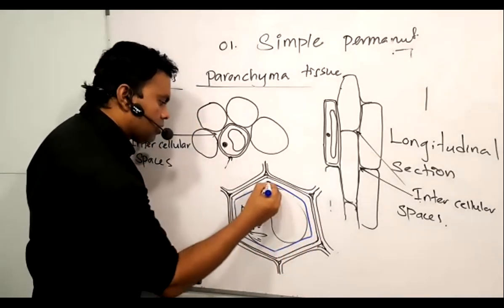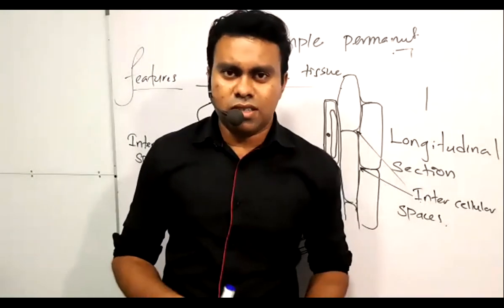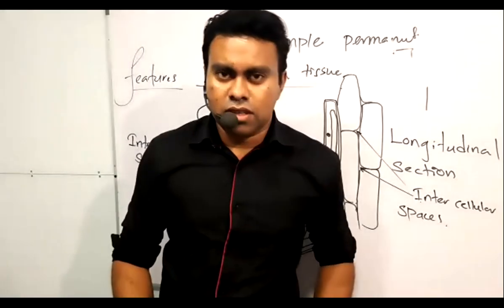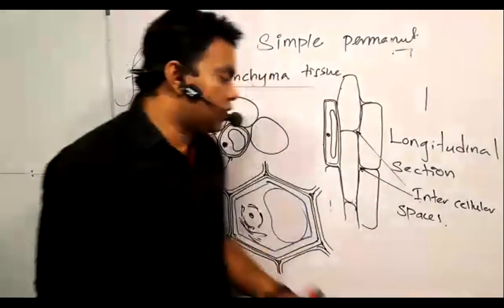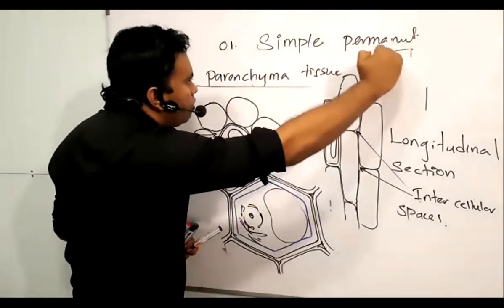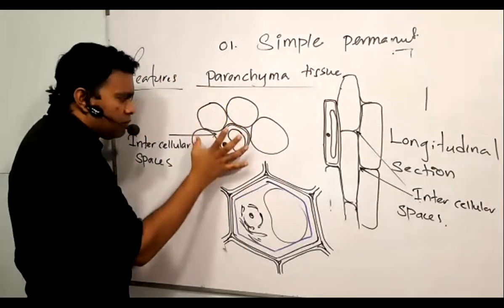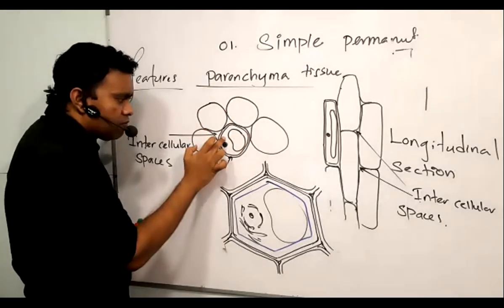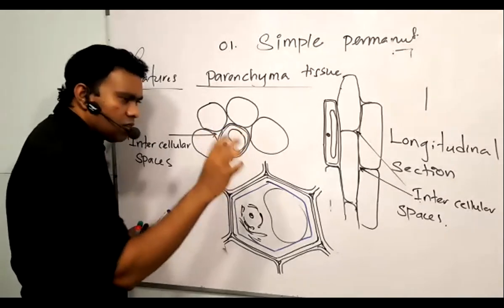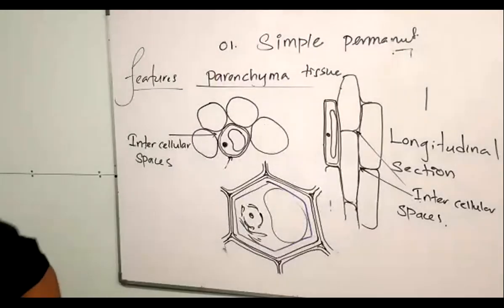Then this becomes very hard. When the secondary cell wall exists, the cell gradually becomes non-living. The cell becomes dead and it is harder. But in these primary or simple permanent tissues, the first type, parenchyma tissues, we can see only the primary cell wall, and it is also thin. Very light and smooth.